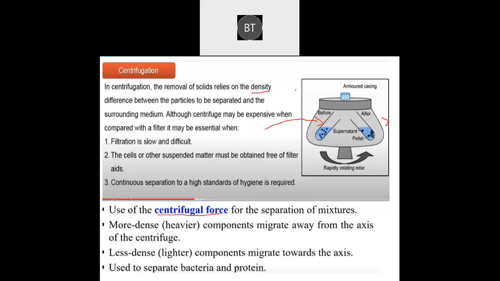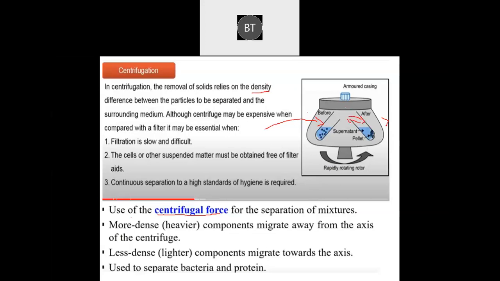Look at this. This is the axis. Now, when a compound is very heavy, what happens? They move away from the axis. And if they are lighter substances, the components migrate towards the axis. So this is how the centrifuge works.